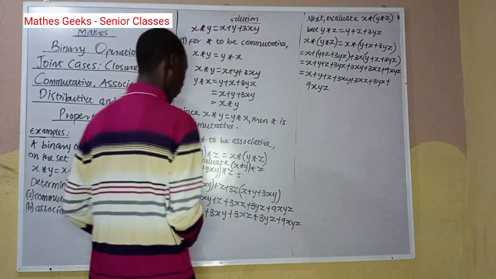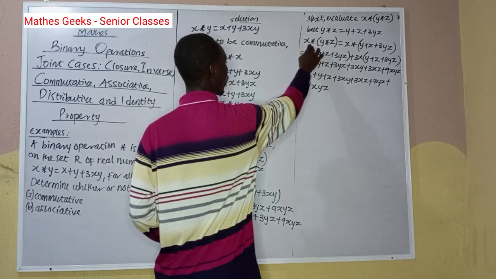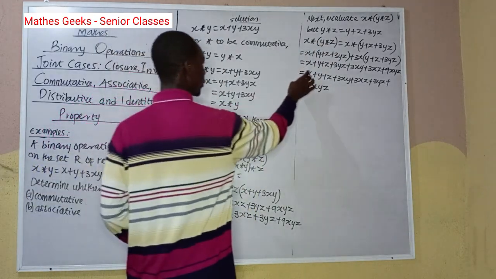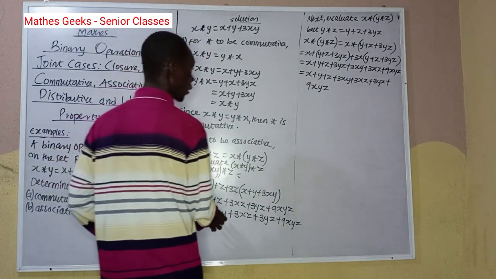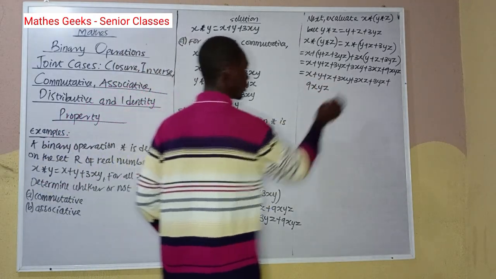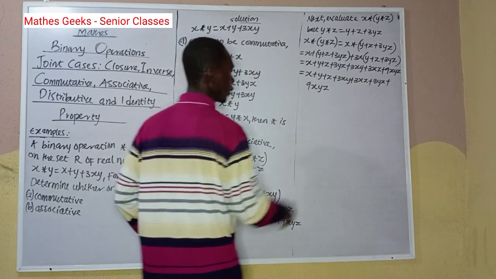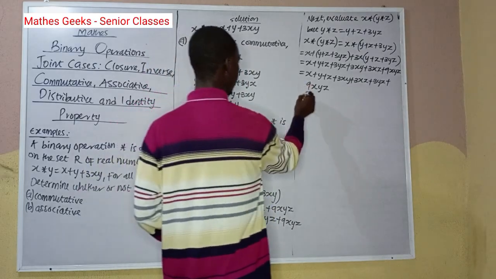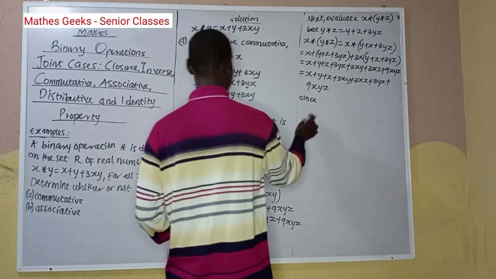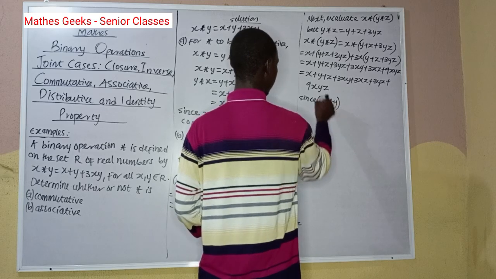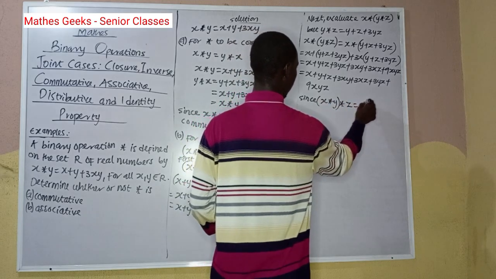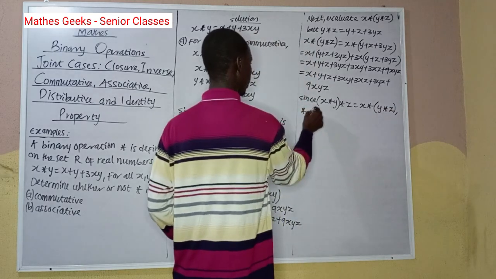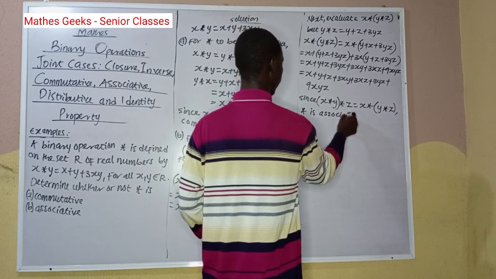Okay, now let's compare this function x operation y operation z. Is it equal to the same function? Let's see. x plus y plus z, x plus y plus z, 3xy, 3xy, 3xz, 3xz, 3yz, 3yz, 9xyz, 9xyz. So what do we say? Since x star y star z is equal to x star y star z, star is associative.